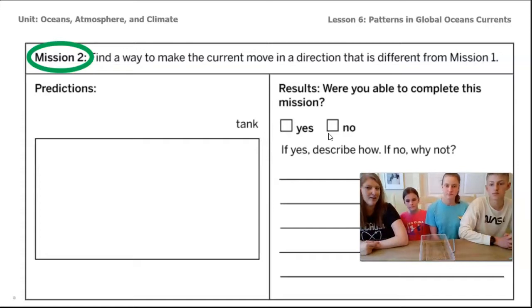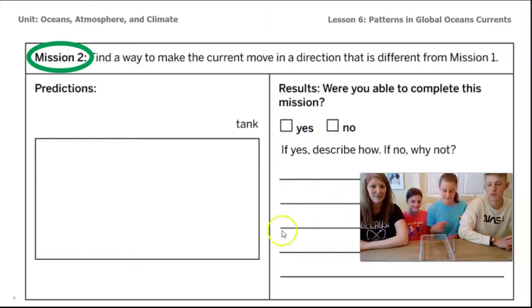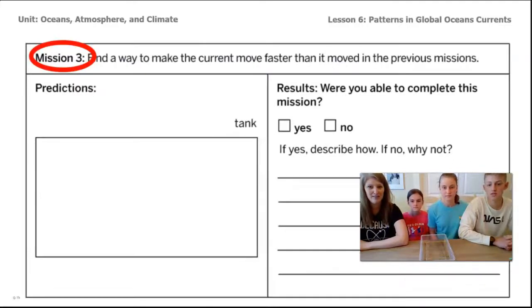Okay, so are you ready for mission 3? This one is really complicated, so we're going to make Jacob do this one. Okay, Jacob, are you ready? Yes. Here is mission 3. In mission 3, we have to find a way to make the current move faster than it moved in the previous missions. Okay, let's give it a try.